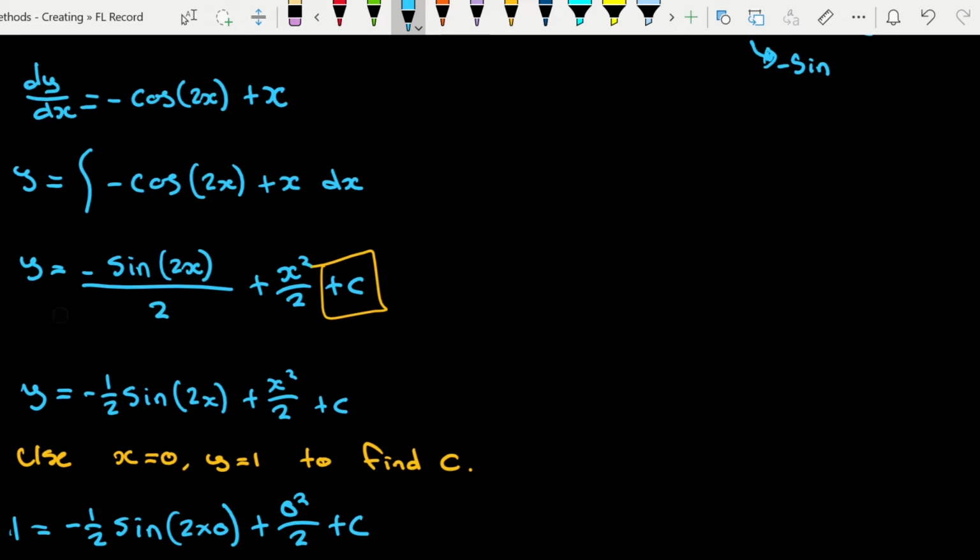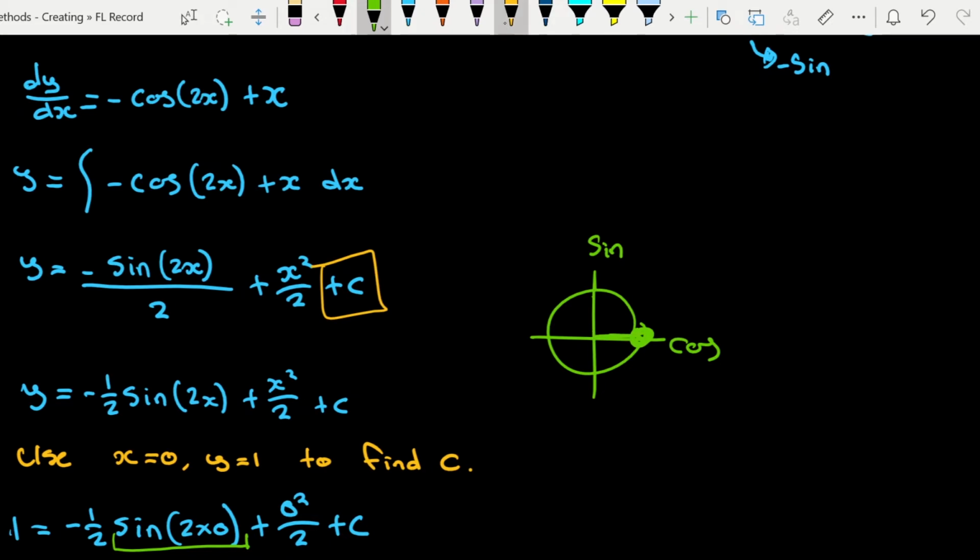Okay, and so we can simplify this a little bit here. First term I'm going to look at is my sine. If you forget this stuff, draw yourself a little unit circle. Sine is the y-axis, cos is the x-axis. Sine of 0, 0 radians around, that's going to be equal to 0. It's going to be 0 on the y-axis, or on the sine axis. So this value here, sine of 0, is going to be equal to 0.